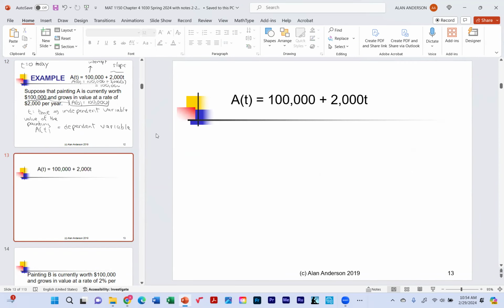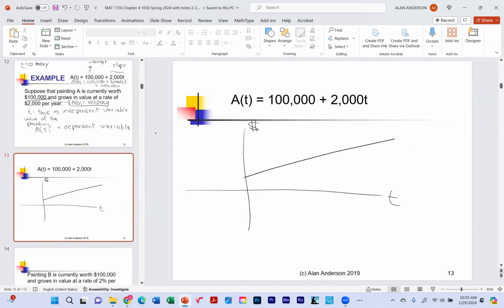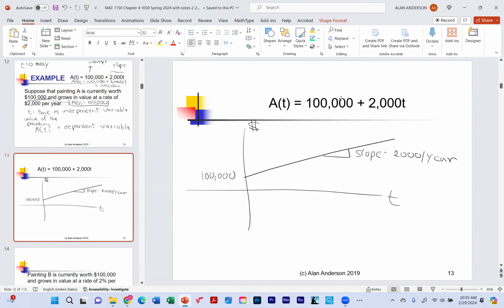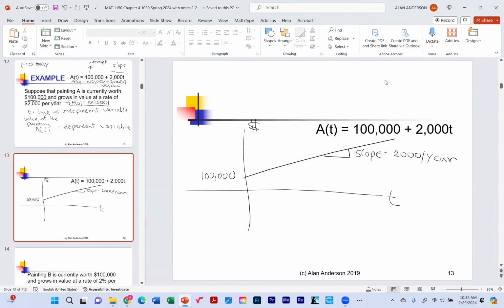It would be no different than any other straight line you've ever drawn, except t is on the horizontal axis, and money, the dollar value, let's say, is on the vertical axis. Also, we only need to worry about the first quadrant because dollar amounts and time must be either 0 or positive. So here's our intercept, and the slope is $2,000 per year. And so this is what this painting's value does over time. Okay.